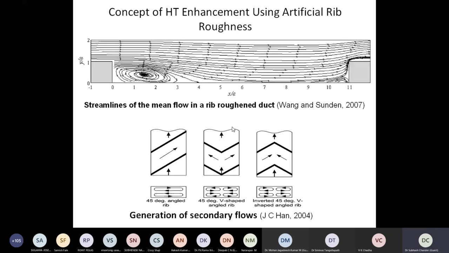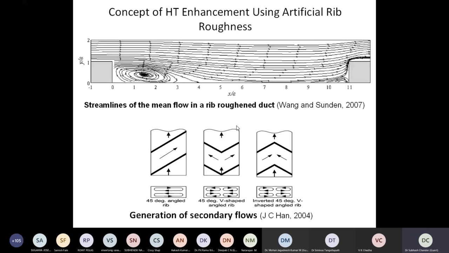These elements are very small, right? If you see the height of these elements with respect to hydraulic diameter, it is very less, 1 to 4% of the hydraulic diameter, very, very small elements. In an absolute sense, they can be 1, 2, 3 mm diameter wires, very, very small.